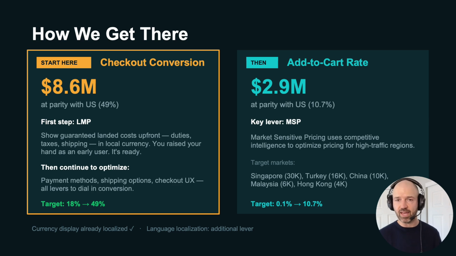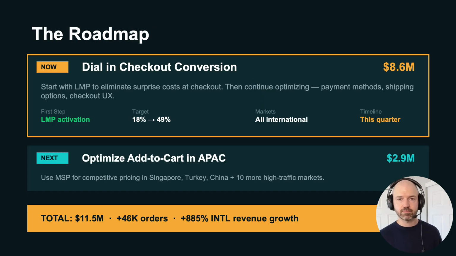Then we move on to the add to cart rate. That's that other $2.9 million in revenue that we want to unlock, and the key lever there is going to be MSP, or Market Sensitive Pricing, another FlavorCloud product that allows you to compare your catalog to the catalogs of comparable sellers in your markets and helps you price competitively in a way that still maintains your margins.